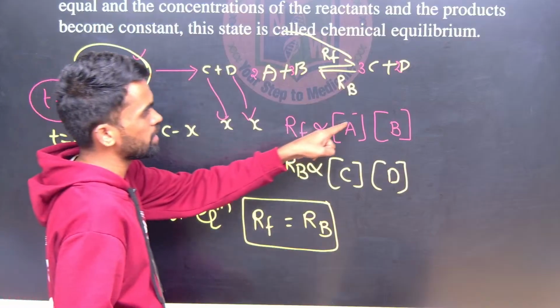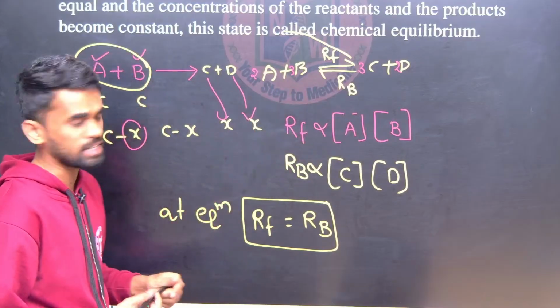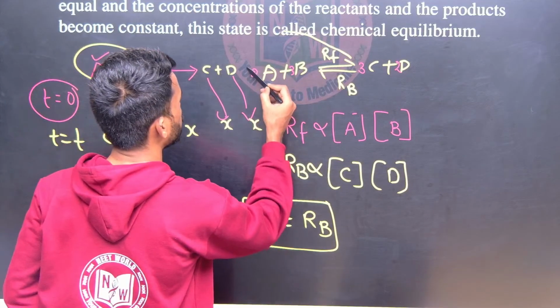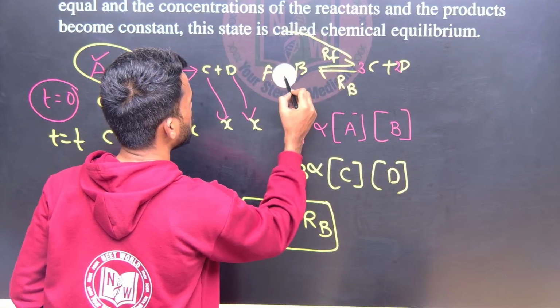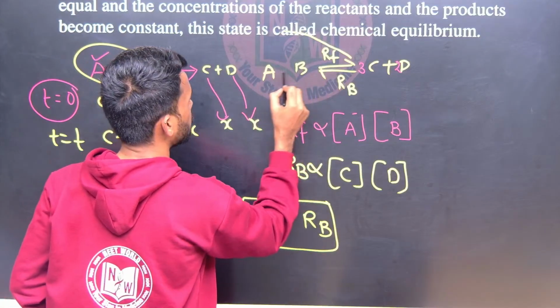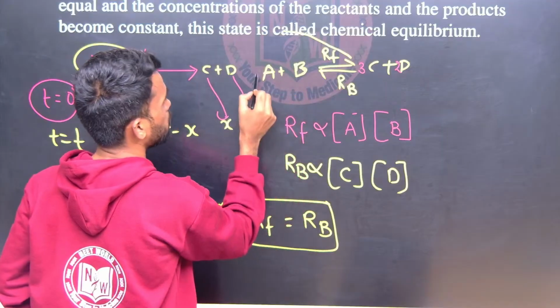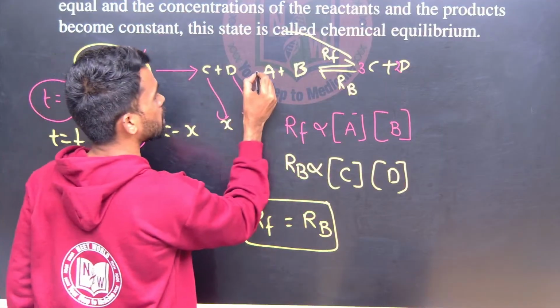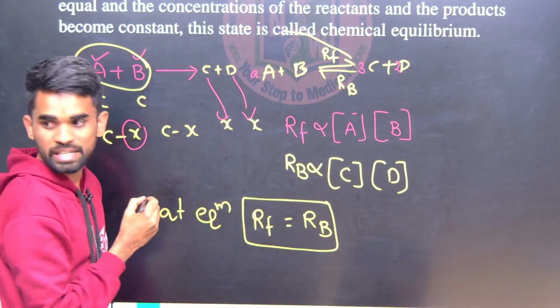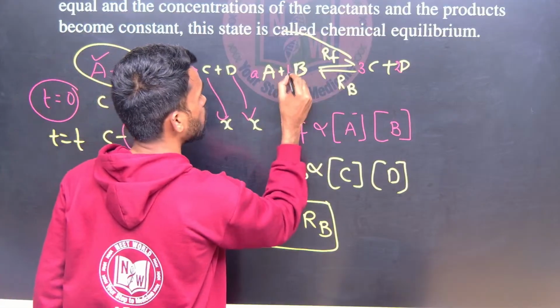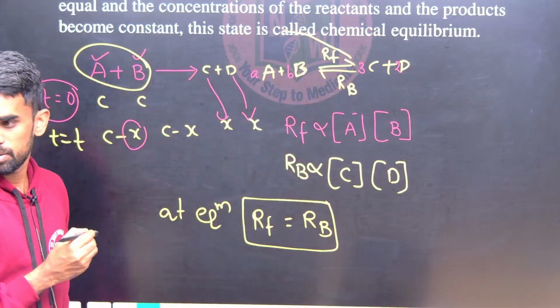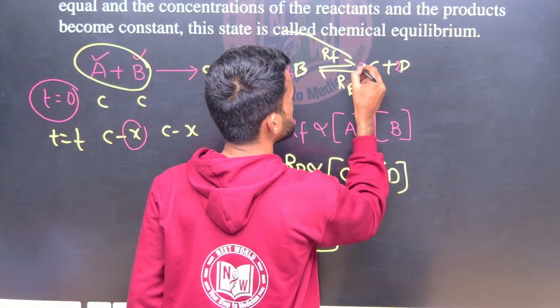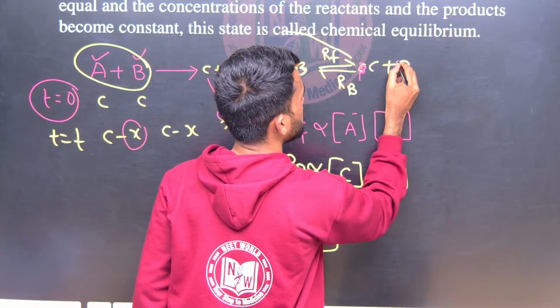Now tell me what I can say. Rate of forward depends upon the reactant materials. Now I am generalizing these coefficients: instead of taking 2 and 3, I am taking some letters. Small a represents the coefficient of reactant A, small b represents the coefficient of B, and here I am taking P and here Q.